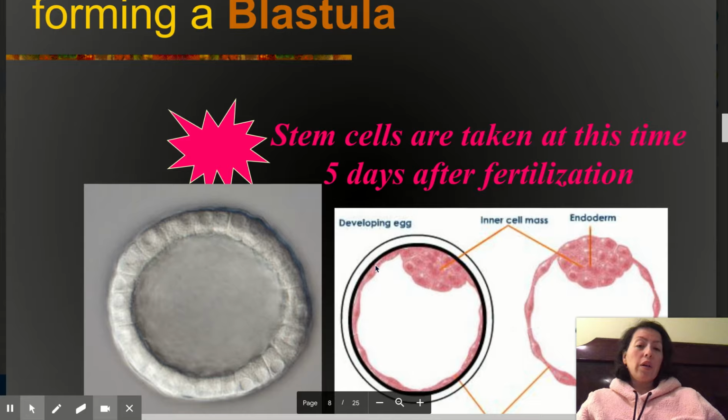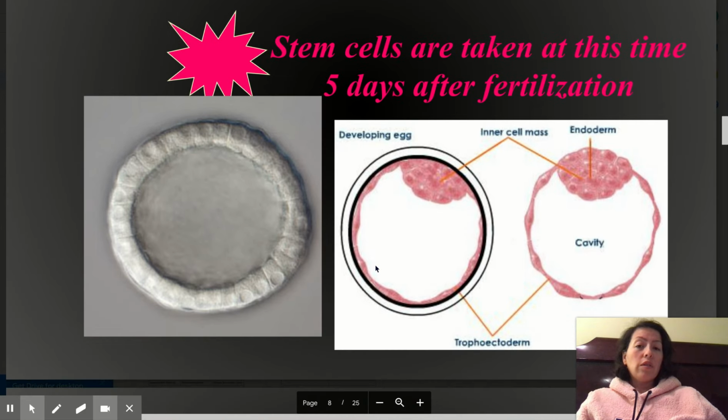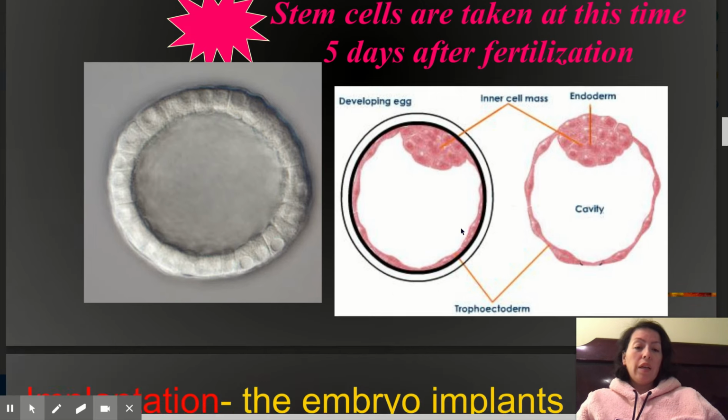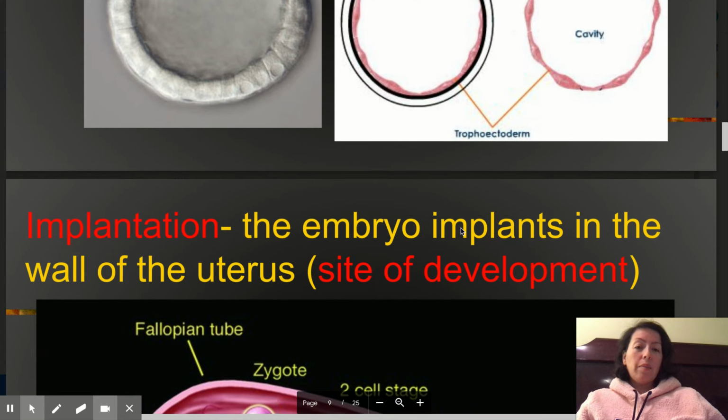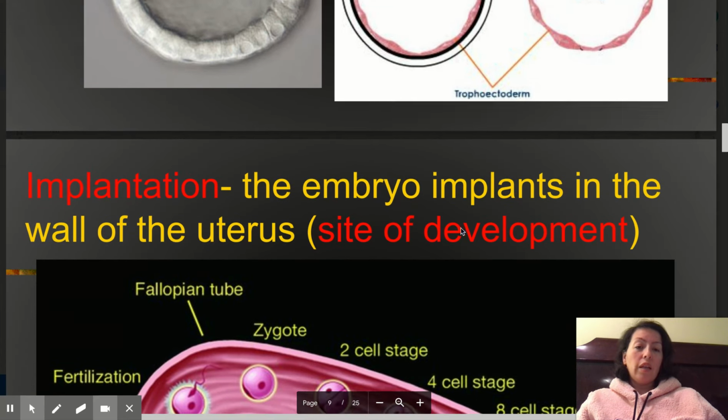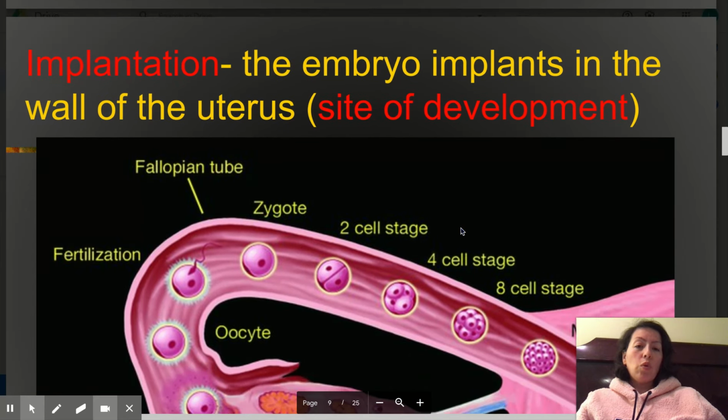This is where, if scientists are studying stem cells, which are like blank cells that can become any cell, they would be taken from the embryo at this point. Okay, and they did show a nice clip of this during the movie. Now, the next step, as the cell's dividing, it's actually moving towards the uterus.